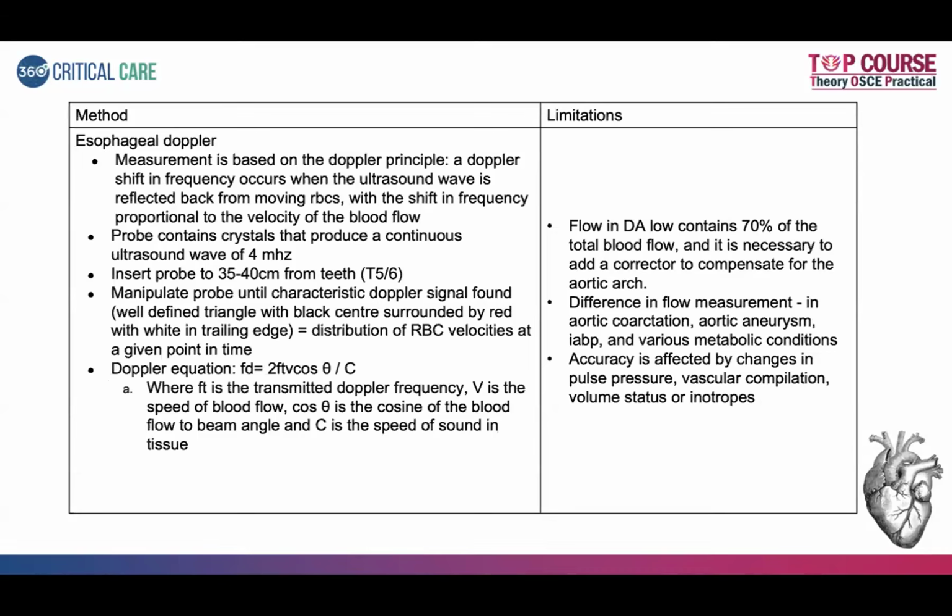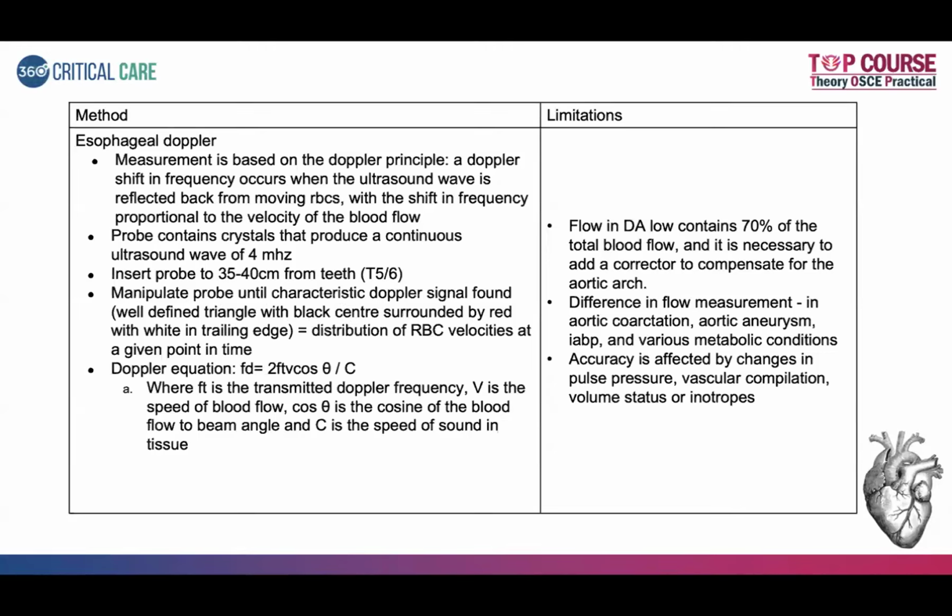Okay, so basically it uses the Doppler principle, and by reflection of the ultrasonic waves from the moving RBCs, using this formula, it gives us the cardiac output. Manipulate the probe until the characteristic Doppler signal is found, that is equal to the distribution of RBC velocities at a given point in time. So what could be the limitation?